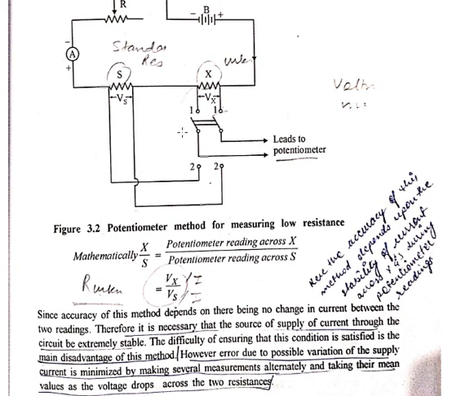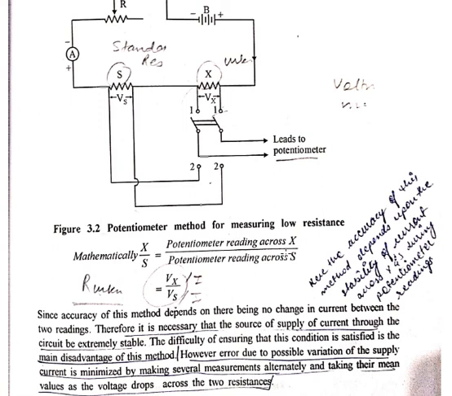It is not necessary that the current through both resistances is exactly the same, but approximately it should be the same. So this I will get cancelled out, and the value of the unknown resistance X will be equal to S multiplied by the potentiometer reading of X divided by the potentiometer reading of S. By this we can find the value of our unknown low resistance.